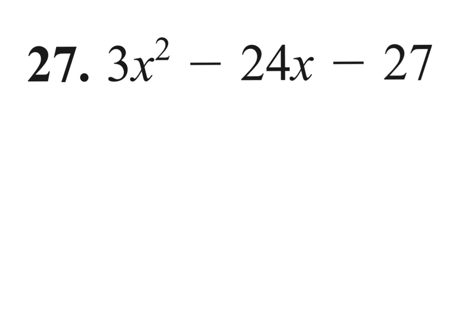This one's a little bit smaller. So you're going to look at all of your numbers and you're going to find out what is in common between all 3 of them. Take it out and then do your factoring on the inside just like we've been doing.